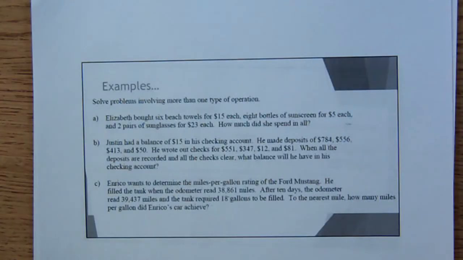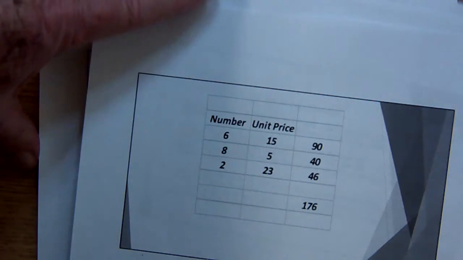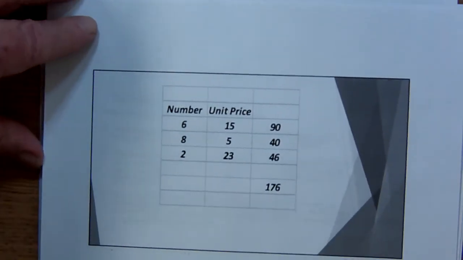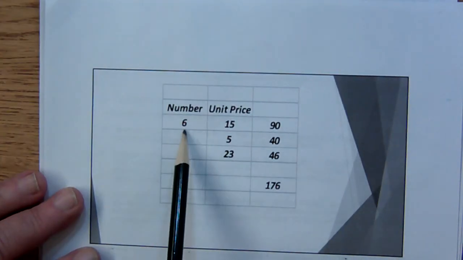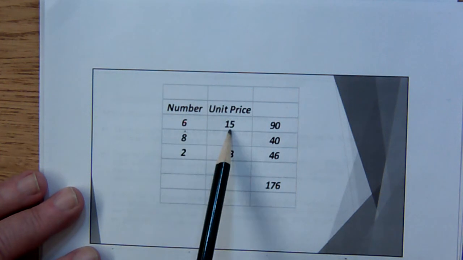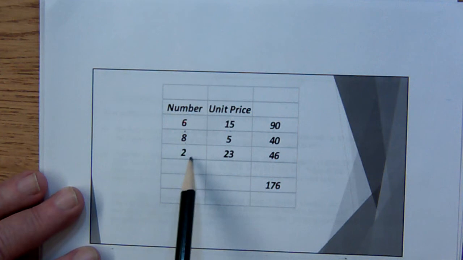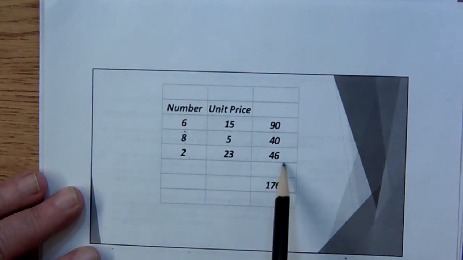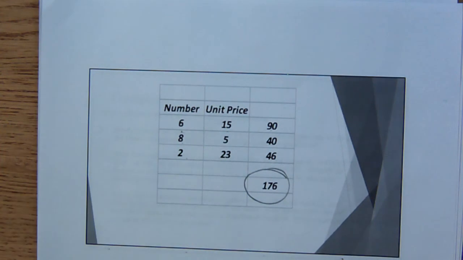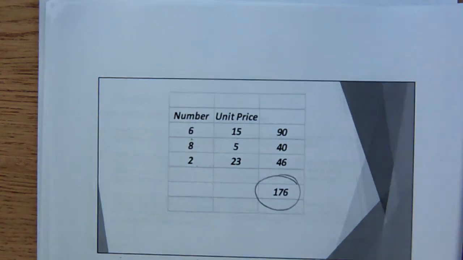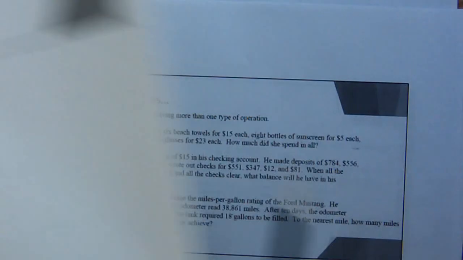Okay, we're back. This is the story with Elizabeth. We take each number that she bought times the unit price to get a total: 6 times 15, 8 times 5, 2 times 23. We add them together and we get a total of 176. So that's what you should have gotten for Elizabeth's shopping trip.